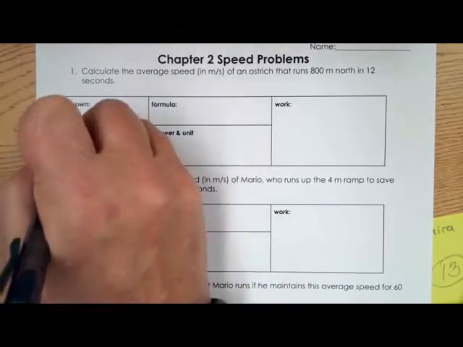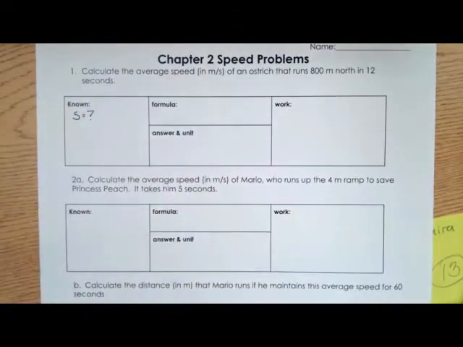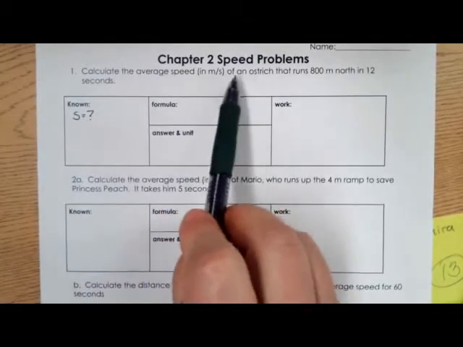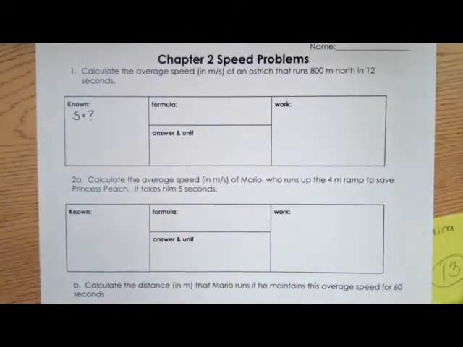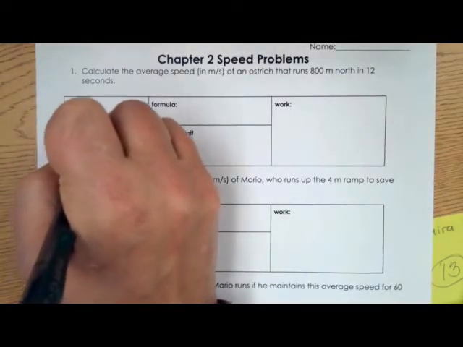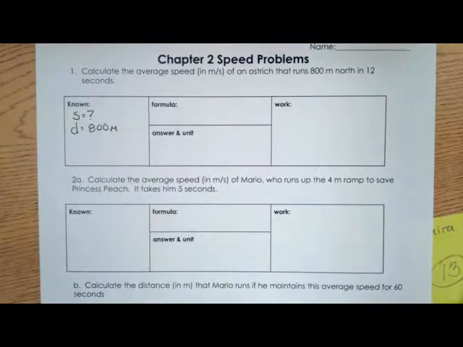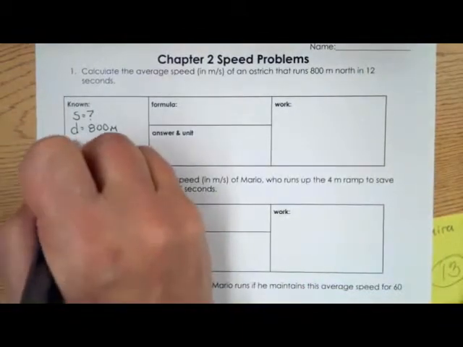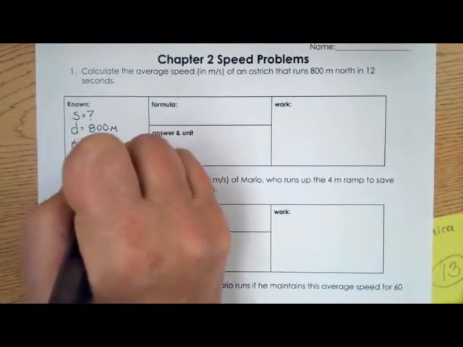We'll calculate the average speed. So that's what we're looking for. We'll just put it down like that. In meters per second of an ostrich that runs 800 meters north. So that's a distance. And how do you know it's a distance? Because meters is a unit of distance. And then the ostrich does that in 12 seconds, so that's the time.